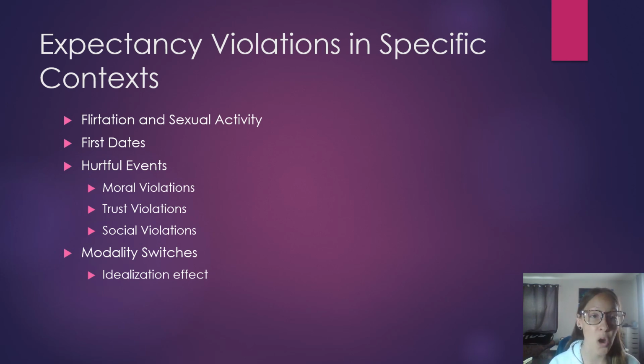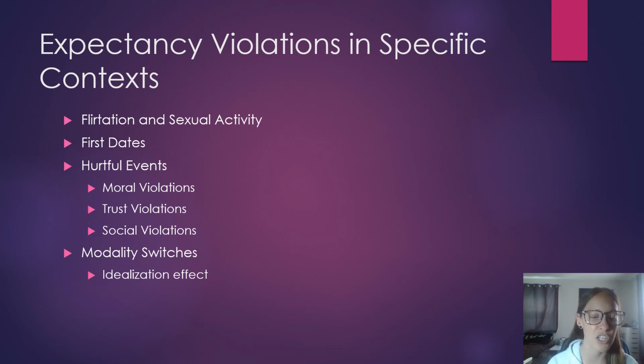Moving on to hurtful events, there are 3 main types. We have moral violations, trust violations, and social violations. Moral violations are behaviors that deviate from what is considered right or moral. This could be like cheating at a game of cards. Trust violations occur when a person behaves in a way that is deceptive or violates relational rules. This could be sharing a secret that your best friend entrusted you with.